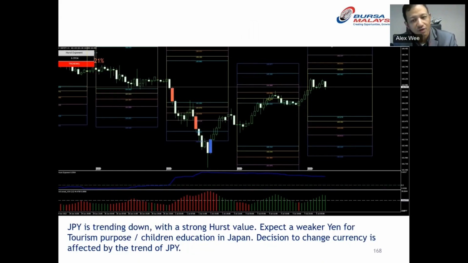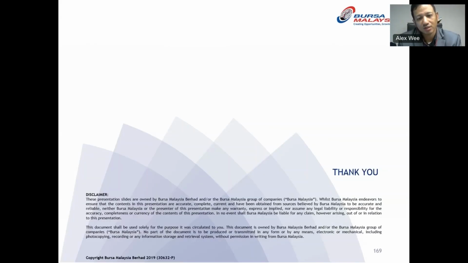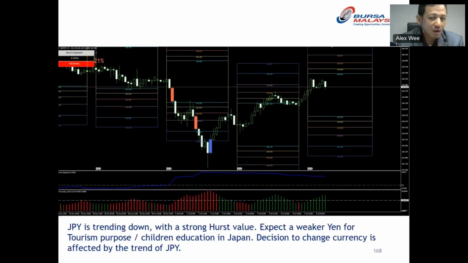All right, so this is today. And I look at ARIMA: when is a good time to actually change yen? That would be when it hits the intra-week ARIMA support of 80%. That is when yen could rebound. That would be the best timing to exchange yen at the money changer. So you see, whatever I share here is applicable to day-to-day life, not just to trading itself. That is the thing that I want to share with you.